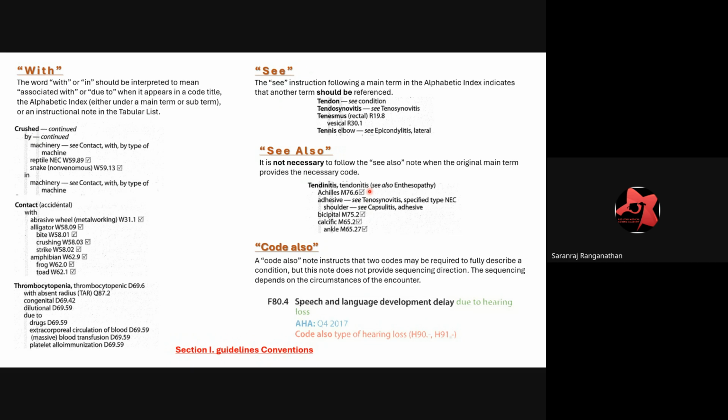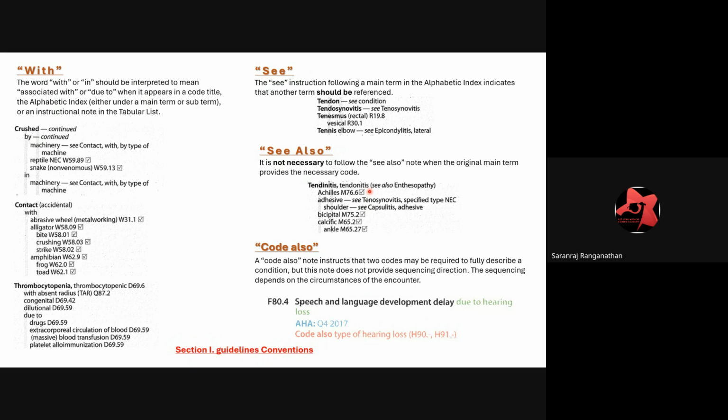With means very simple. You can lead into the code with, by, due to. Those will all be listed on the index page itself, so it will lead you to the next level of codes. When they say see, it means you do not have a separate code; we have to go back to that particular place wherever it is telling, go to the main term and search through that main term. That is the use of see.